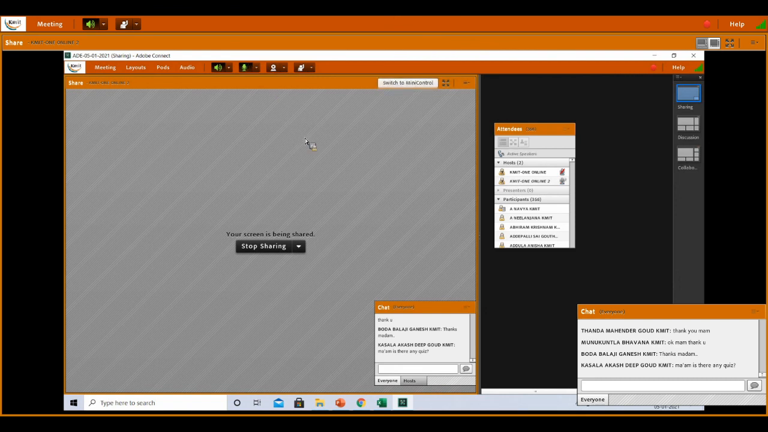There is no quiz because we need to complete the syllabus. At the end of the unit, one complete session, I will conduct the quiz on the entire unit. I'll inform you before. Maybe in the next week or the other week, we'll complete this unit. Then we will have only one quiz based on the entire unit, and those marks will be taken for the assignment marks.